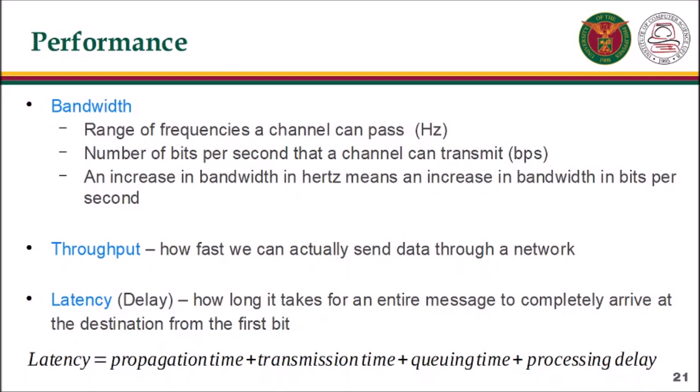One characteristic that measures network performance is bandwidth. However, the term can be used in two different contexts with two different measuring values: bandwidth in Hertz and bandwidth in bits per second. Bandwidth in Hertz is the range of frequencies contained in the composite signal or range of frequencies a channel can pass. The term bandwidth can also refer to the number of bits per second that a channel, a link, even a network can transmit.